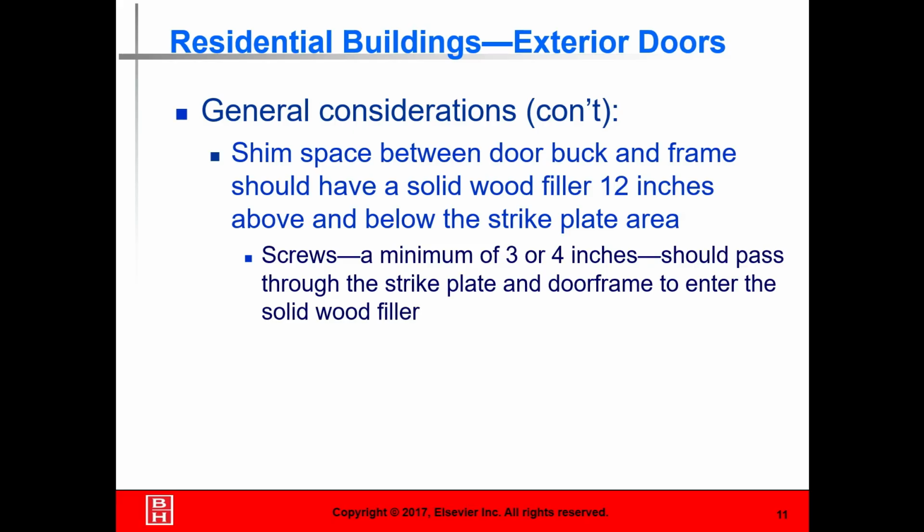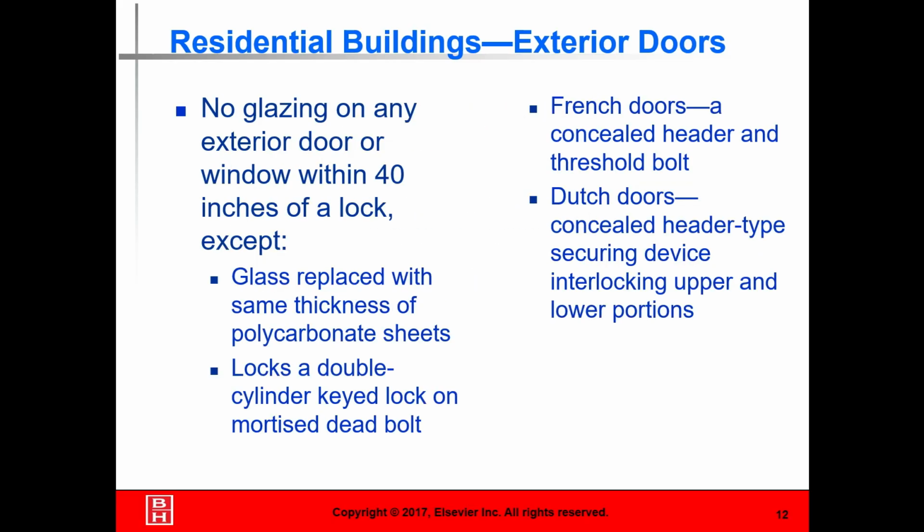Shims, make it in there, no glazing. When you have an exterior door, you shouldn't have any window within 40 inches of a lock, to make sure that no one can get to it. The door lock should be double cylinder. We talked about that last week.